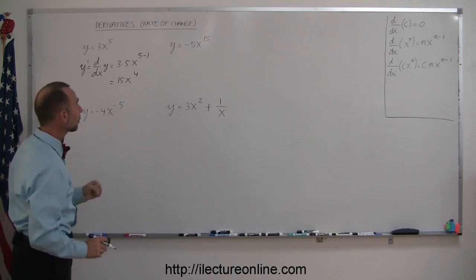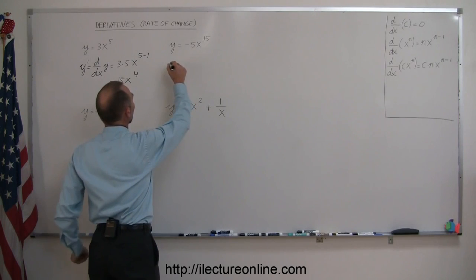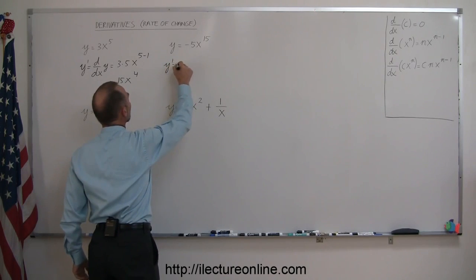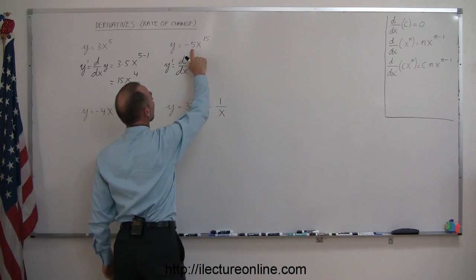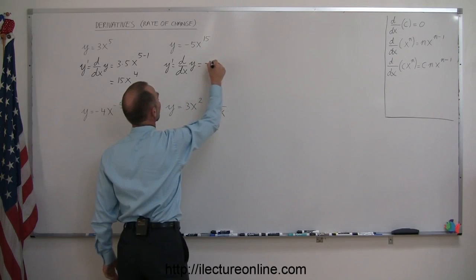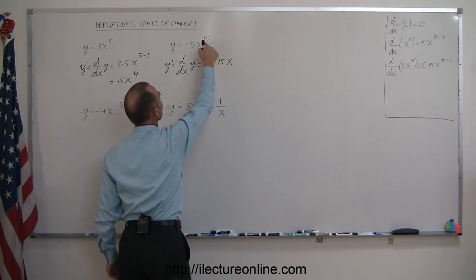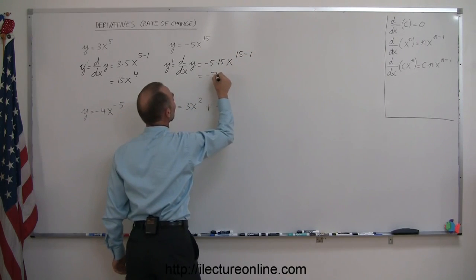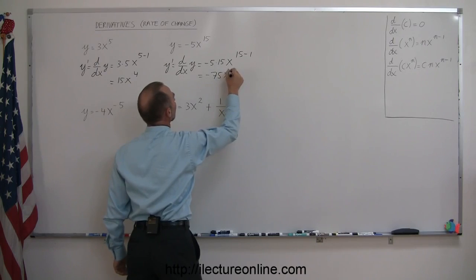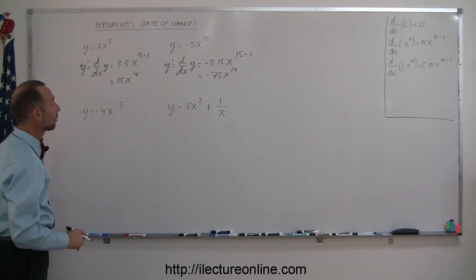Okay, looking at the second one, and applying the same rule, we have y prime, which also means the d dx, the derivative with respect to x of y, is equal to, again, multiply the constant times the exponent, so we have minus 5 times 15 times x to the exponent minus 1, 15 minus 1, so this is equal to minus 75 x to the 14th power. All right, some good examples of how to apply those rules.